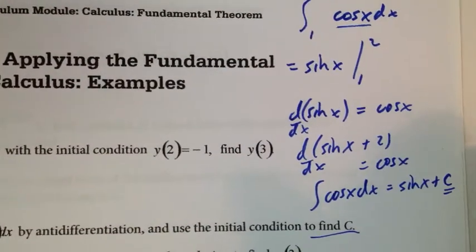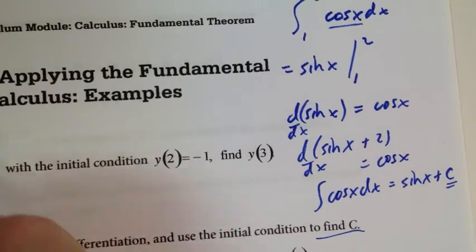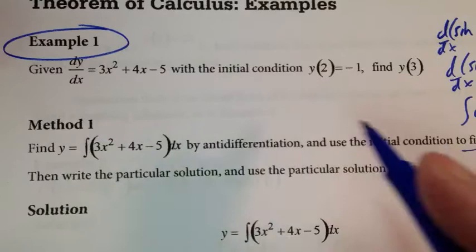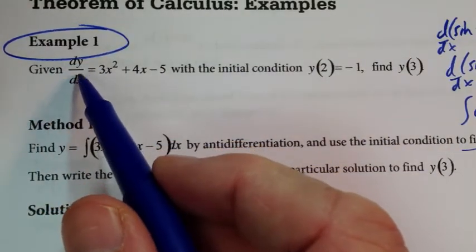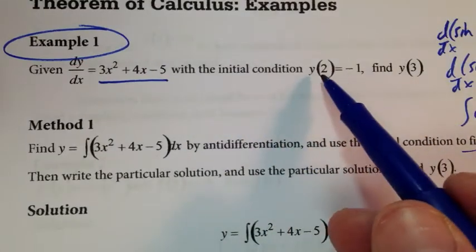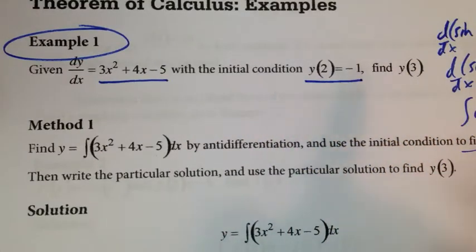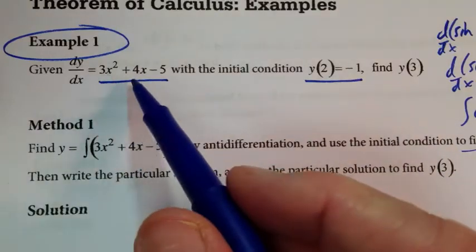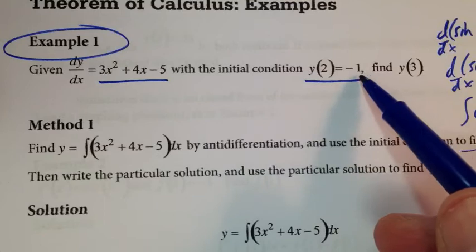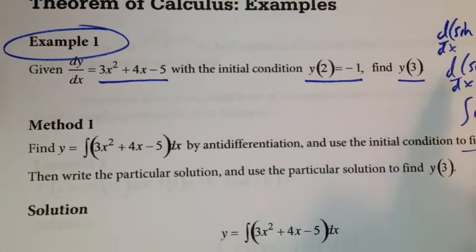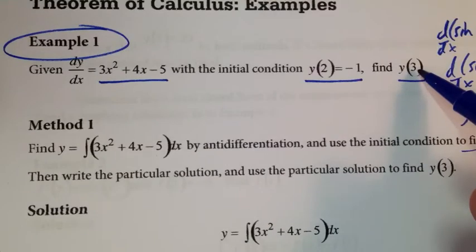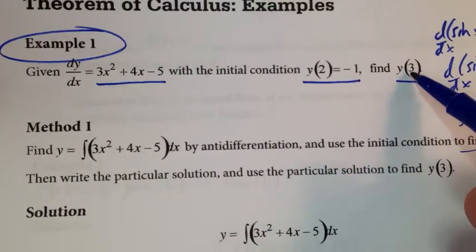So hopefully that helps. And here's our first example, and I'm going to show you two methods with which to find the answer that we're looking for. We're given the actual y prime, the rate of change of y, and we're given that we have one initial condition. So here's the derivative, but here's an initial condition: the function y at 2 is -1, and we're supposed to find the value of the function y at x equals 3. So that's our goal.